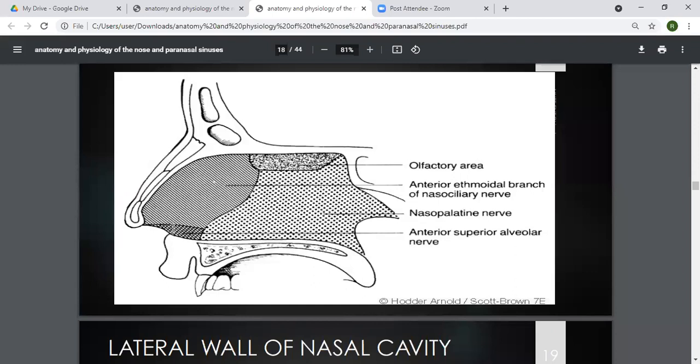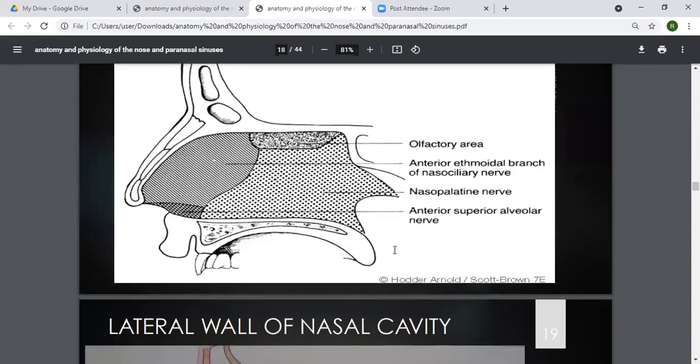And inferiorly here, this should be the vestibule of the nose. We have the anterior superior alveolar nerve. This should be coming from the maxillary nerve.